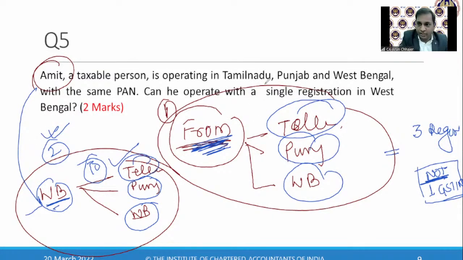Give me the answer for the situation number 2. Question number 1 is clear. I am asking the question number 2. What would be your answer if Amit is doing the business in West Bengal? From West Bengal, he is making the supply within the state. Yes, Sunil Dubey, I am receiving your answer.